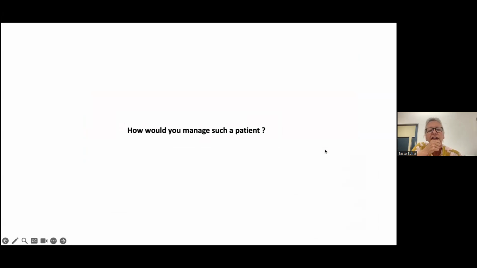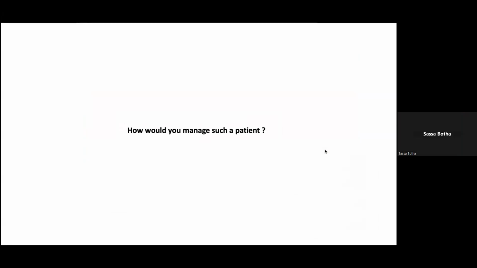How would you manage such a patient? So with type 2, you would assess whether she's a surgical candidate or not. If she is a surgical candidate, you can think of doing endoscopic therapy, which would be an achalasia balloon dilatation, versus a Heller's myotomy. Or you could do, what's the third option? A POEM procedure. POEM. Yes.